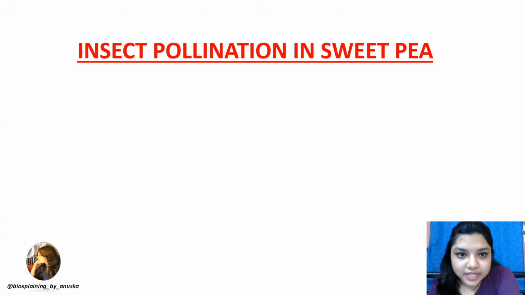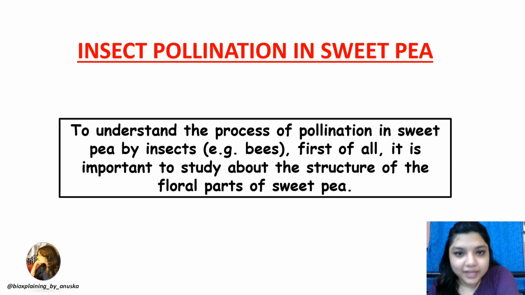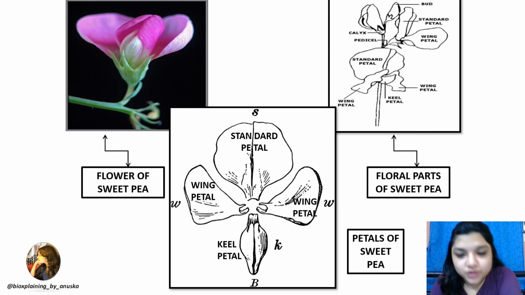So let us understand insect pollination in sweet pea in great detail. Before we understand how pollination actually takes place in sweet pea by insects, first of all, let's try to understand how the different floral parts of the sweet pea are arranged, right? So if you look into these diagrams present here very carefully, please note one by one. So first look into the first diagram. So what does this show?